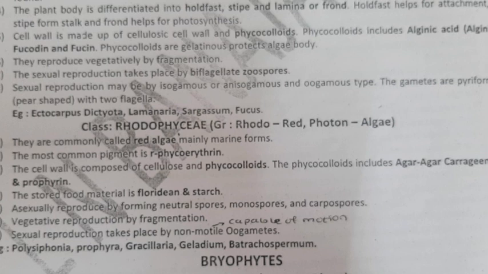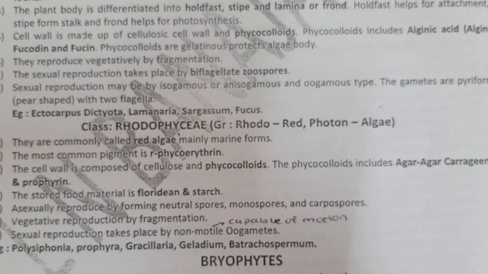Next, asexual reproduction is by neutral spores, monospores and carpospores. These are the types of spores which we can see in the different species of Rhodophyceae. Just remember, asexual reproduction is by spores. The vegetative reproduction is the same as in the Phaeophyceae, it is by fragmentation.